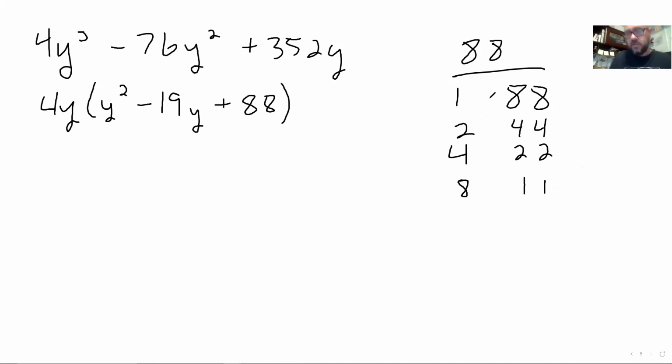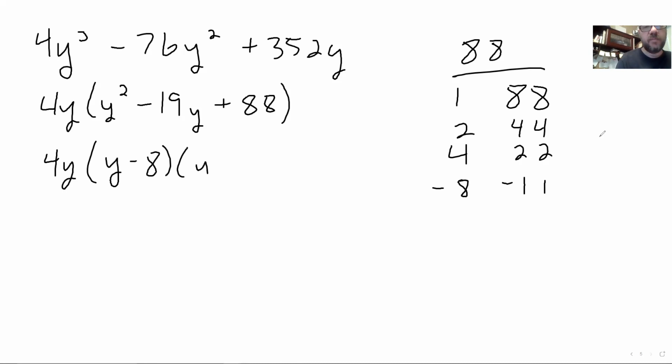Now I need it to be -8 minus 11 so that I get minus 19. But -8 times -11 is still plus 88, so we should be good here. So this is going to be 4y times y minus 8, y minus 11. Now let's make sure that works out. So I'm going to not worry about the 4y when I'm multiplying this out for just a second. I just want to make sure I got this part right.